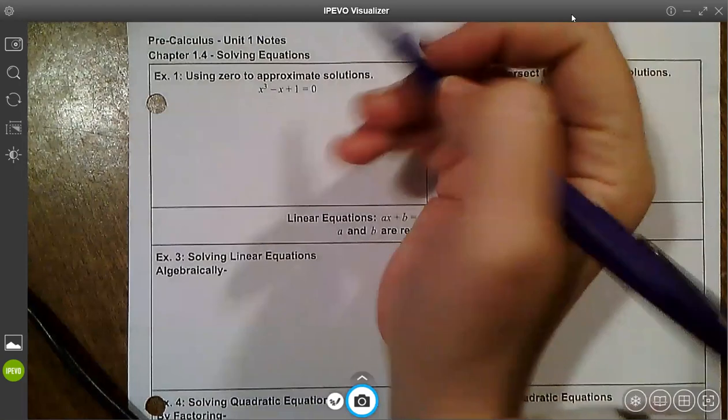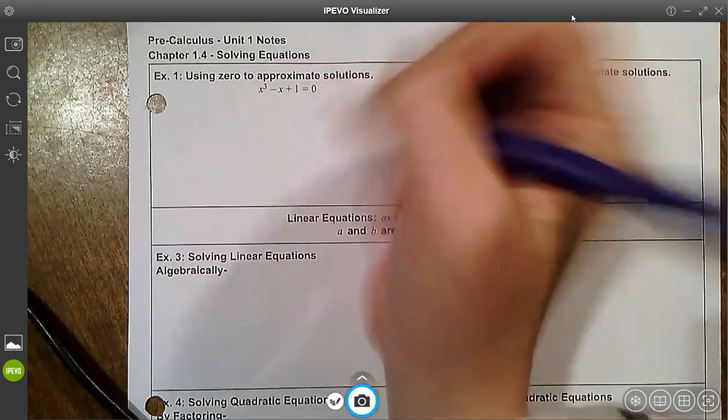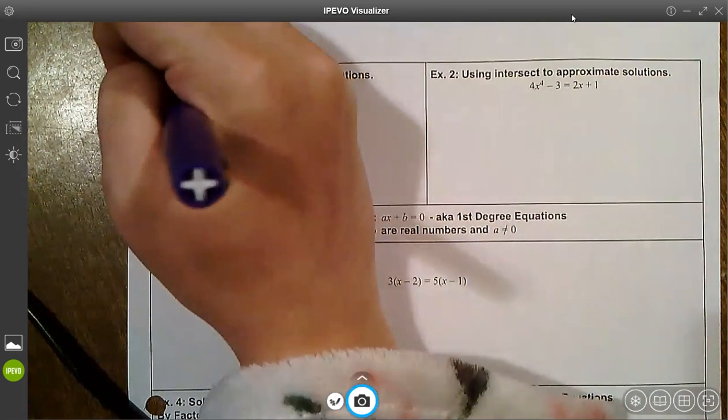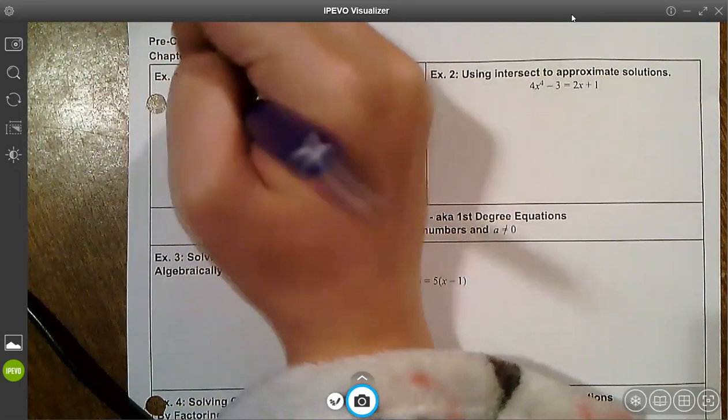To use 0, you're going to use your calculator or Desmos. You're going to get your equation to say equals 0 on one side, and then you're going to type it in for y1. So step 1, say y1 equals x cubed minus x plus 1.